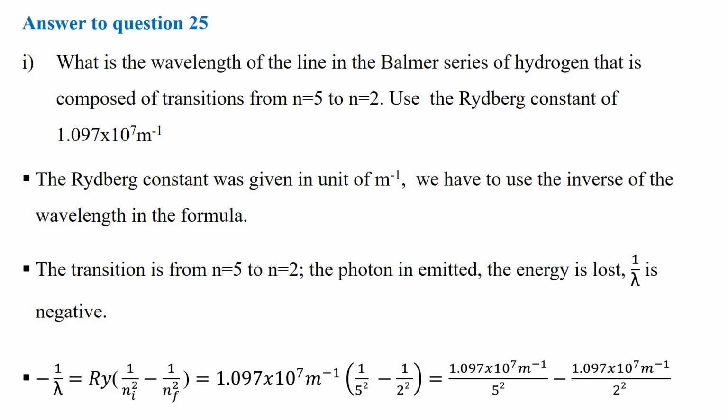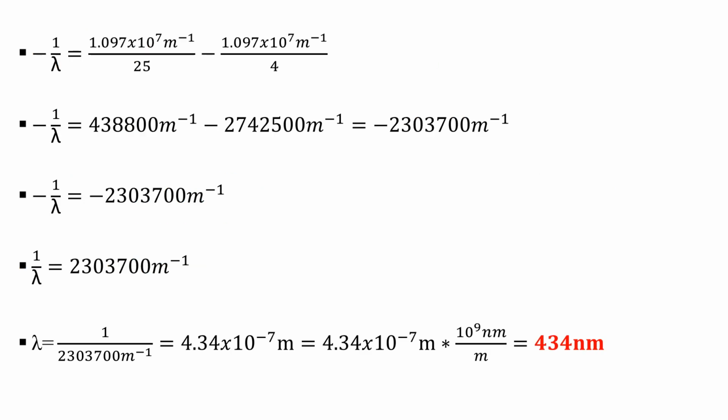Replacing in the formula, they are asking for the wavelength of the line in the Balmer series of hydrogen that is called the transition from n equal to 5 to n equal to 2. The transition is coming from a higher level to a lower level, which means there is a loss of energy. So for a loss of energy, we place the negative sign in the formula. Then we arrange the terms to find the wavelength that they are asking for. After arranging and calculating the wavelength, we got 434 nanometer.